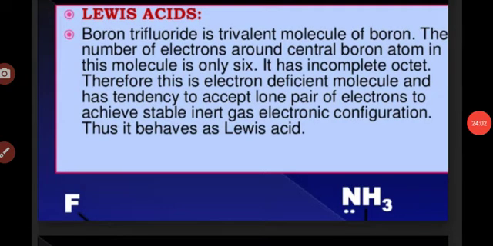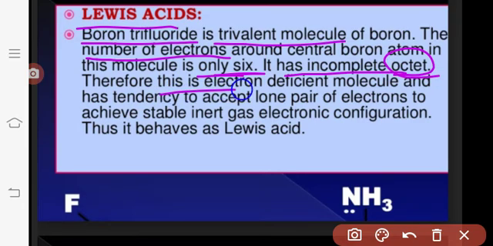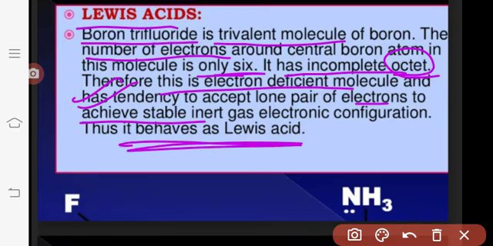Now next is Lewis acid. Boron trifluoride is a trivalent molecule of boron, and the number of electrons around the central boron atom in this molecule is 6. It has an incomplete octet. Octet means 8 electrons. So this is an electron deficient molecule, and it has a tendency to accept a lone pair of electrons to achieve the stable inert gas electronic configuration. So it behaves as a Lewis acid.